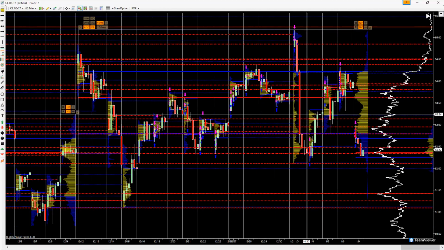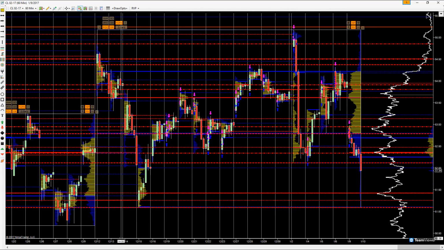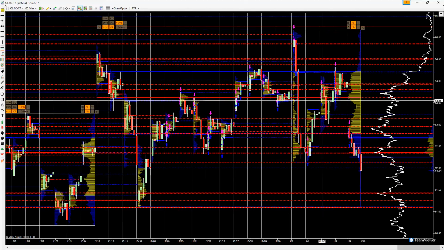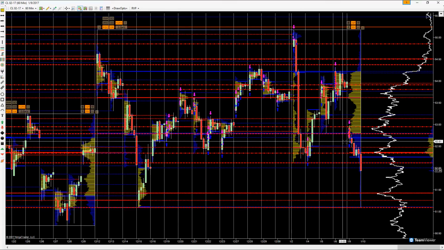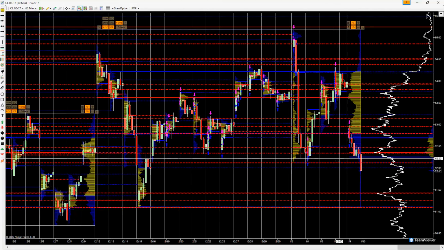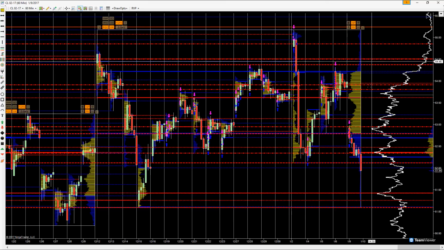Let's start by taking a look at a little bit further back. I'm going to stop it here. So what we're looking at is these are hourly candles, 60-minute candles. These are only showing candles from the regular trading hours, from 9 a.m. to 2:30. Each one of these vertical white lines is 9 a.m.